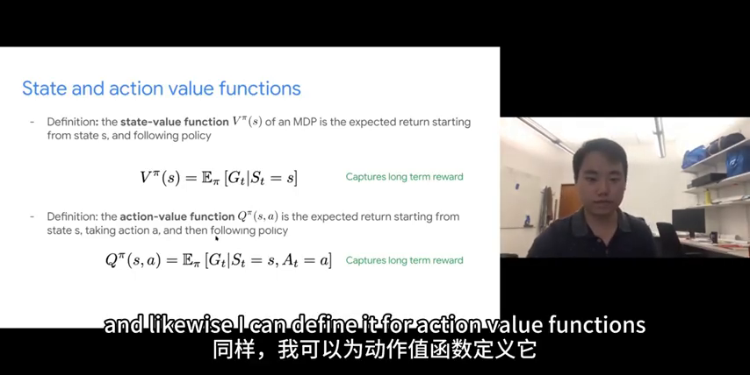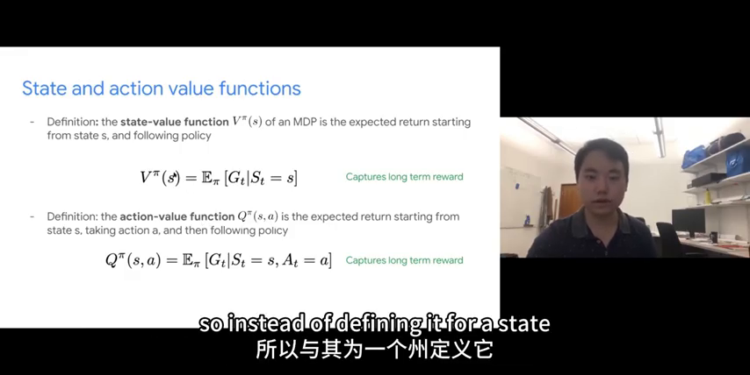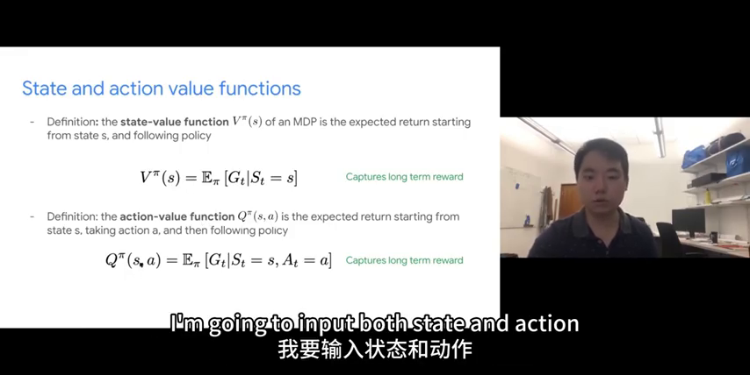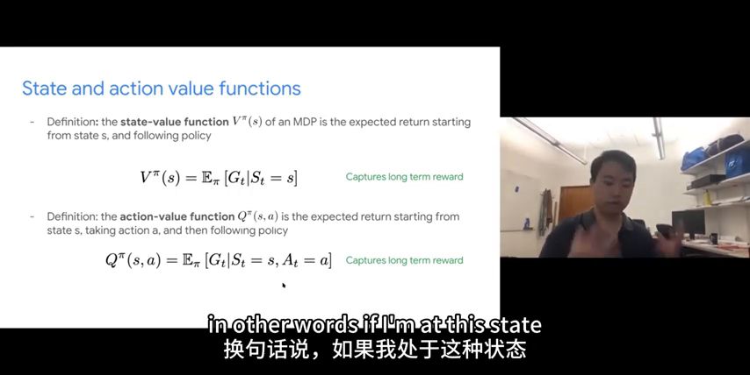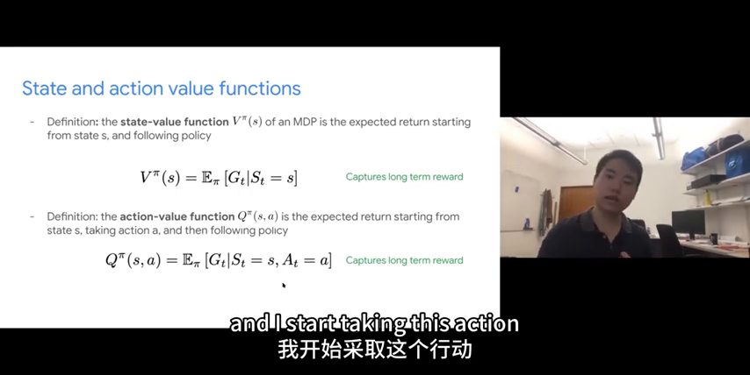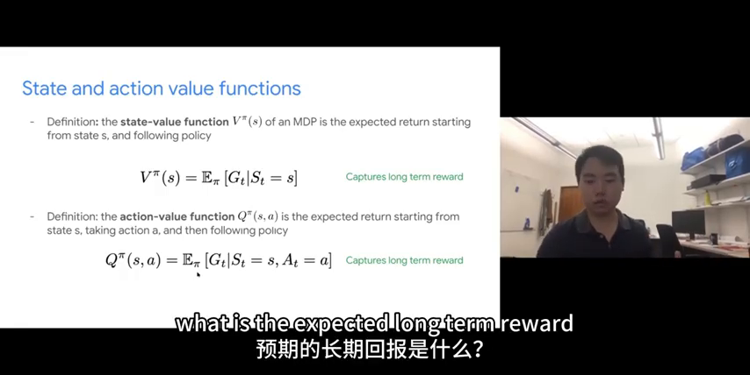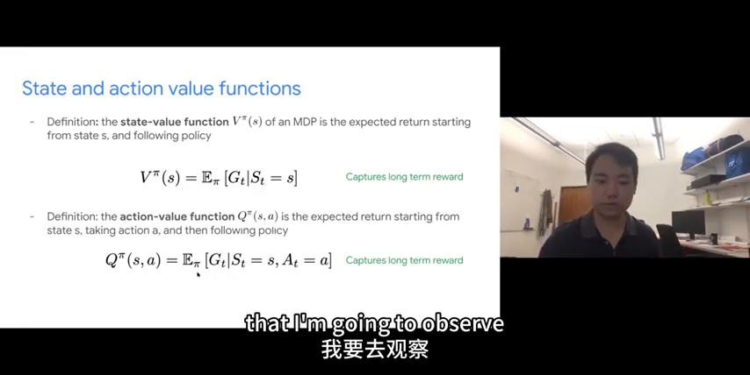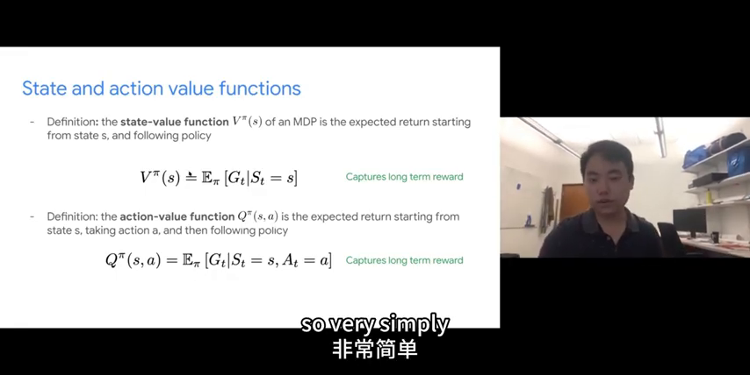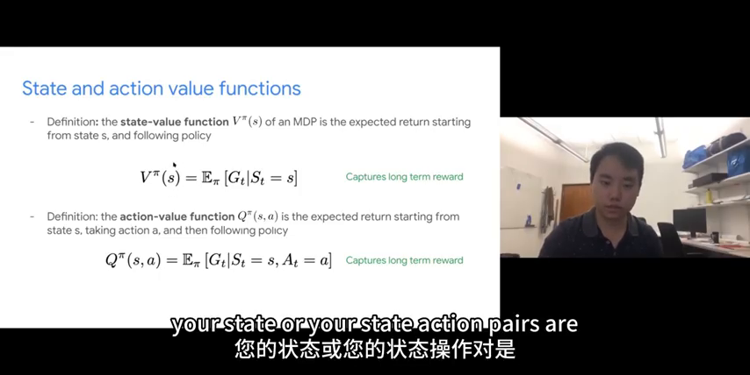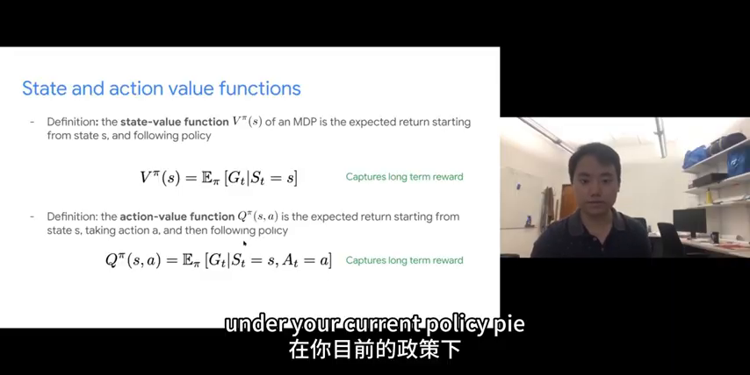And likewise, I can define it for action value functions. So instead of defining it for a state, I'm going to input both state and action. In other words, if I'm at this state and I start taking this action and I continue following my policy pi, what is the expected long-term reward that I'm going to observe? So very simply, this tells you how good your state or your state action pairs are under your current policy pi.